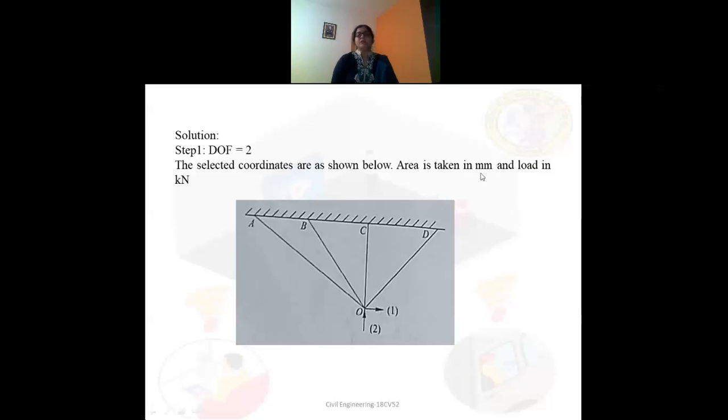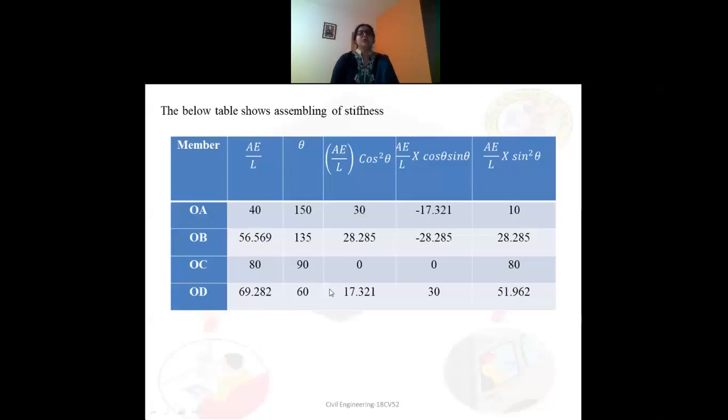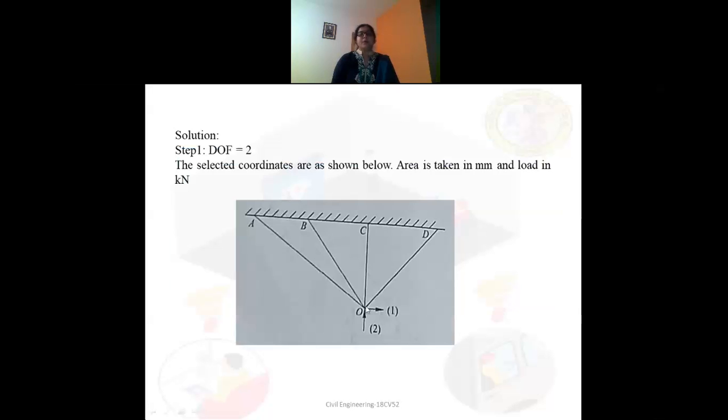Area is taken in millimeter and load is taken in kilonewton. So I am assuming that the horizontal translation is towards the right and the vertical translation is acting upwards. So this is the table showing the assembling of stiffness. So here member OA, member OB, member OC and member OD.